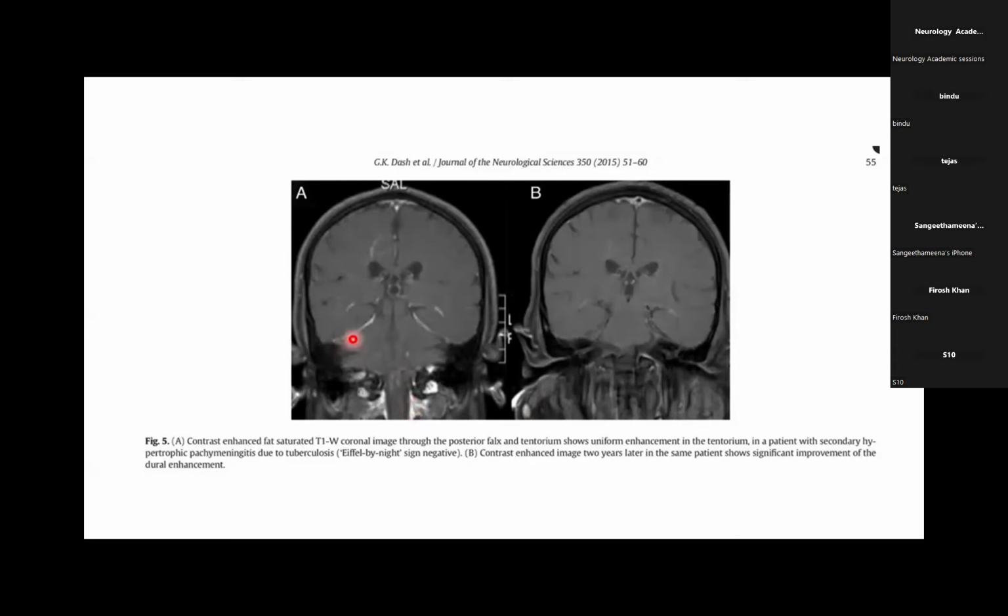In this picture, the tentorium cerebelli is involved. So enhancement is there, and along with that, falx cerebri and convexities are involved along with tentorium cerebelli.